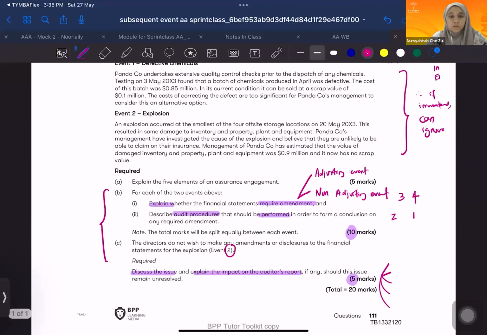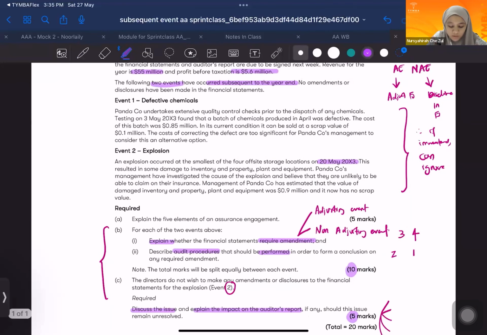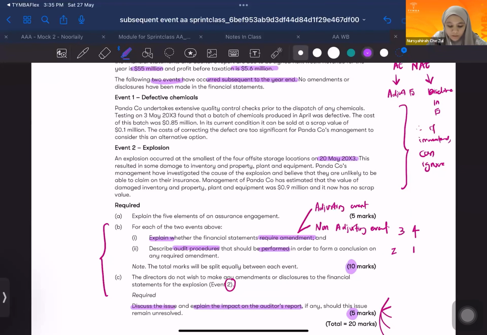Now focus on event number 2. An explosion occurred at the smallest of the 4 off-site storage locations on 20 May. So 20 May, year end is April. So this explosion occurred on 20 May. This resulted in some damage to the inventory and PPE. Panda Co management have investigated the cause of the explosion and believe that they are unlikely to be able to claim on their insurance. Management of Panda Co has estimated that the value of damaged inventory and property was 0.9 million. This is the expected or estimated value of damage.